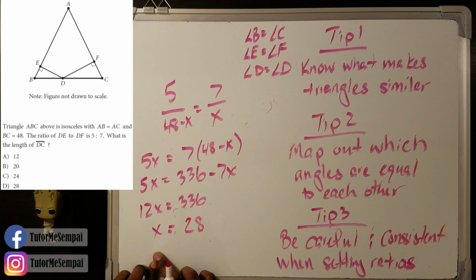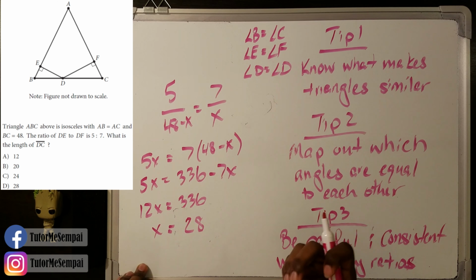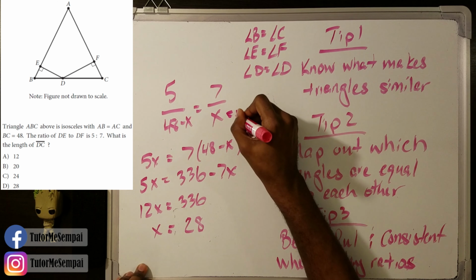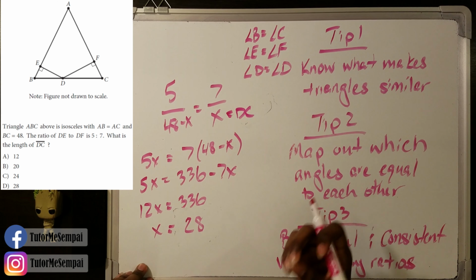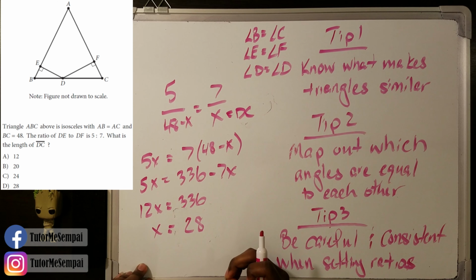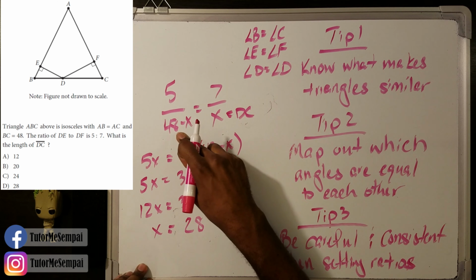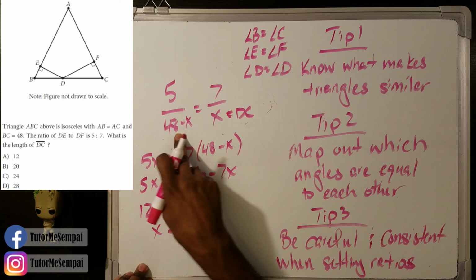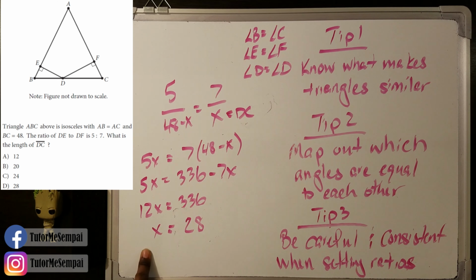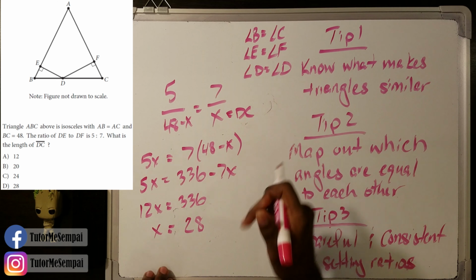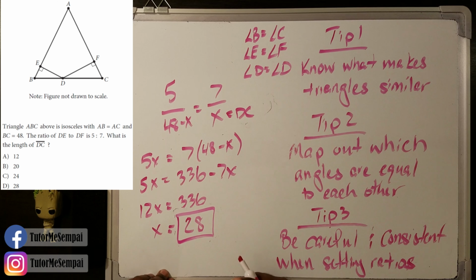So now that we know that x is 28, what is x? Remember how we set this up. x was supposed to be DC. Since we were trying to find the length of DC, we simply made it x. And our DB was 48 minus x. Well, since we know what x is, we can stop here. x is 28, so DC is 28. Our answer for this question is 28.